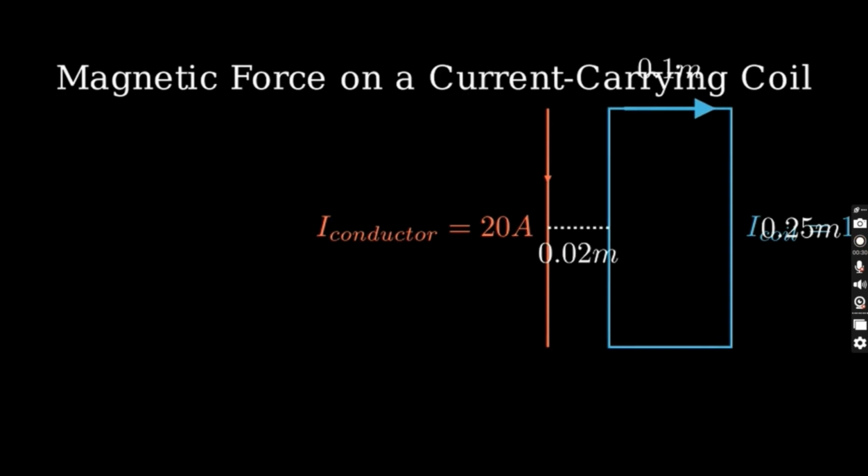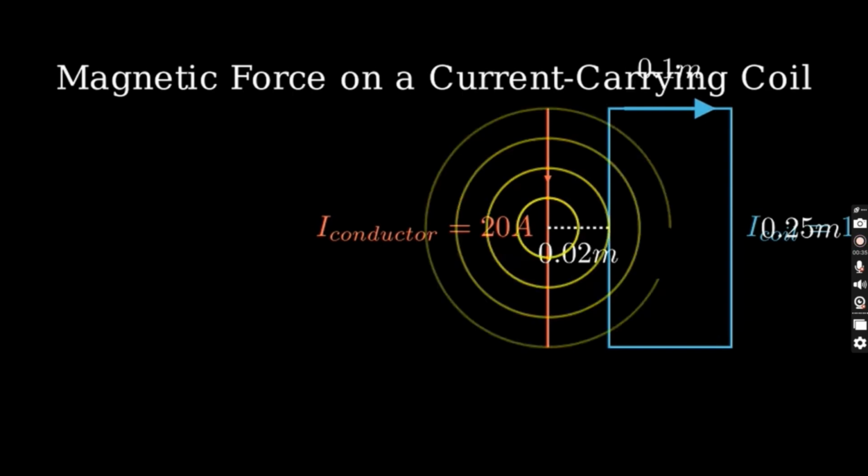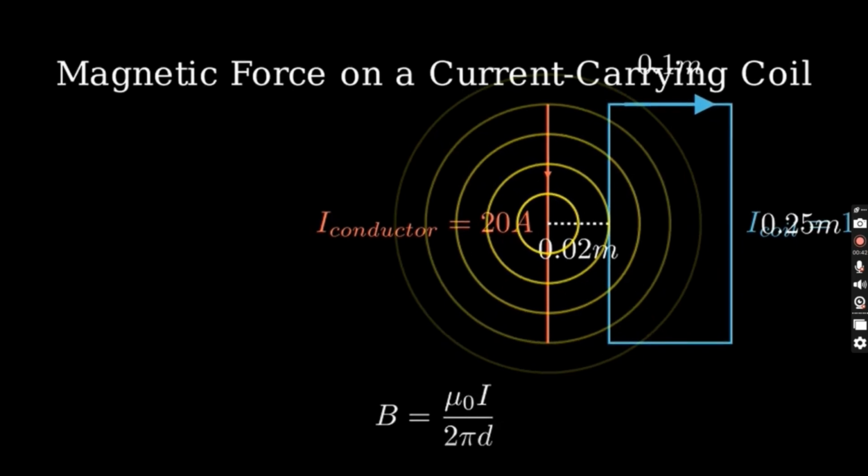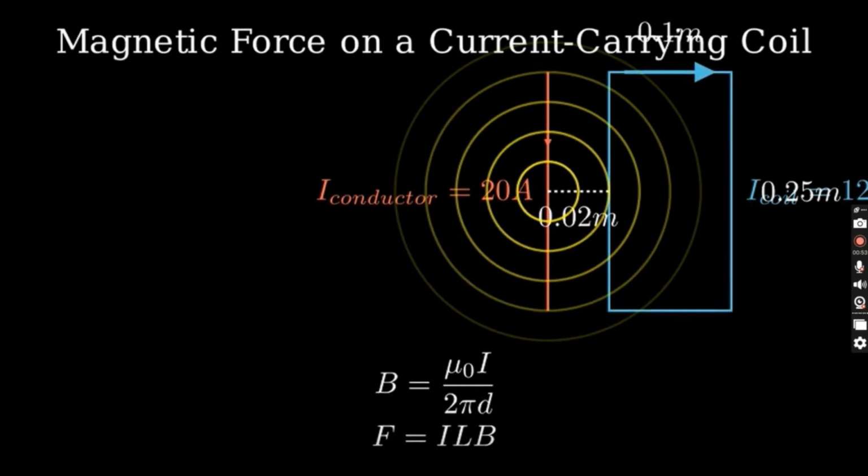To find the net force on the coil, we need to consider the magnetic field created by the conductor. The magnetic field lines form concentric circles around the conductor, and their strength decreases with distance. The magnetic field B at a distance d from a long straight conductor is given by B equals mu0 times I over 2 pi d. The force on each side of the coil can be calculated using F equals ILB, where I is the current in the coil, L is the length of that side, and B is the magnetic field at that location. Since the magnetic field strength is different at the two parallel sides of the coil, they will experience different forces.